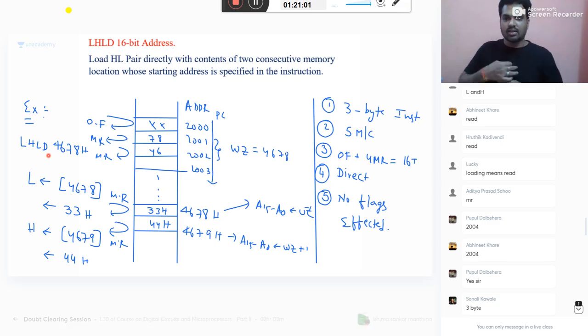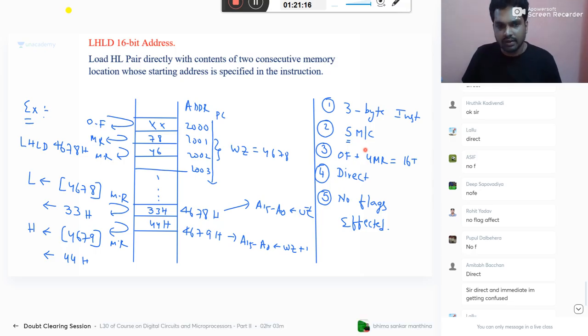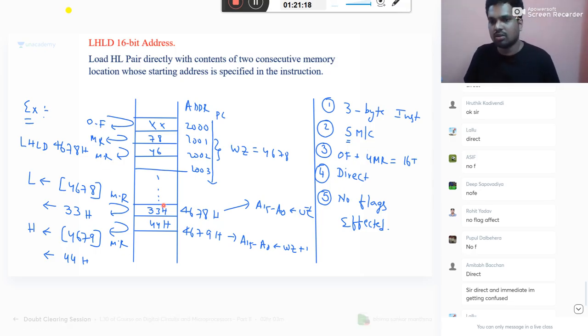Is it clear now? Yes, I have considered now 1, 2, 3, 4, 5. 5 cycles are considered. It is your computer time only. We will definitely consider.